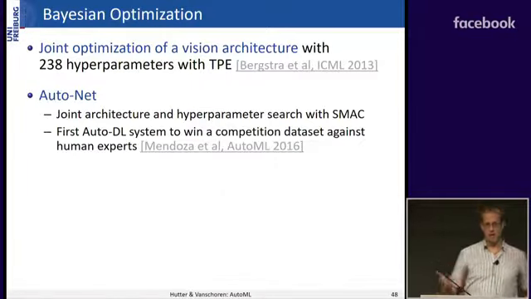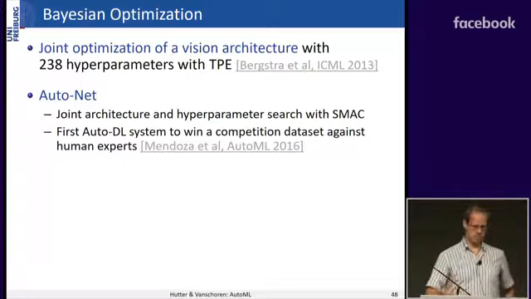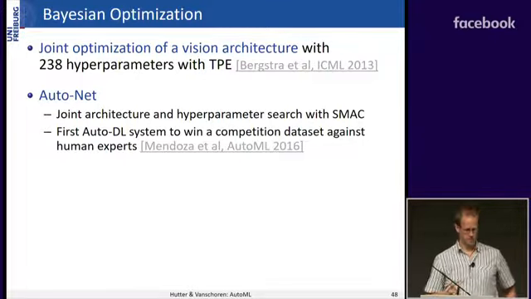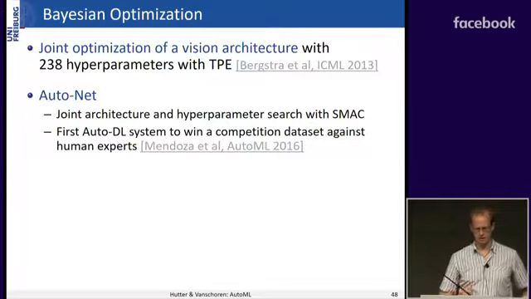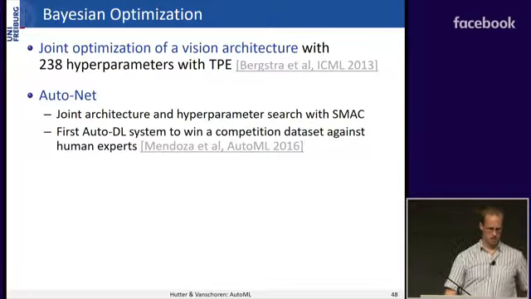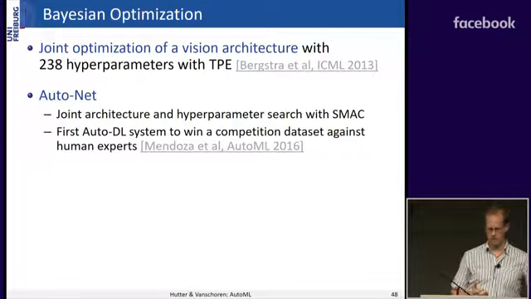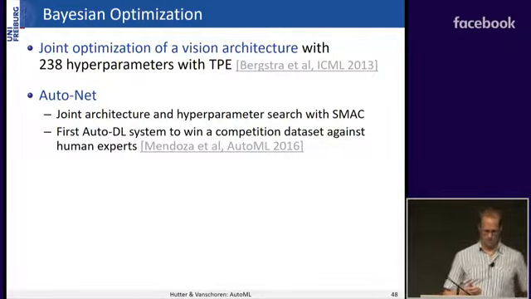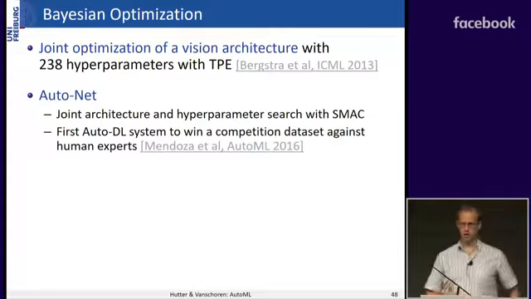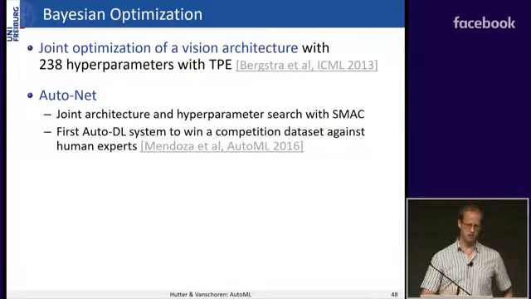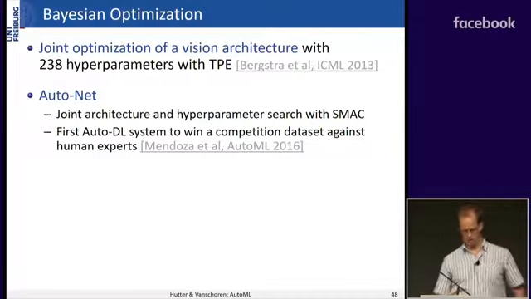Another approach that has also been used for neural architecture search before it became mainstream is Bayesian optimization. So back in 2013, James Bergstra did this joint optimization of a computer vision pipeline with 238 hyperparameters using TPE. And in 2016, we had AutoNet, which was also part of the AutoML challenge and was the first auto DL system to win a competition dataset against human experts.